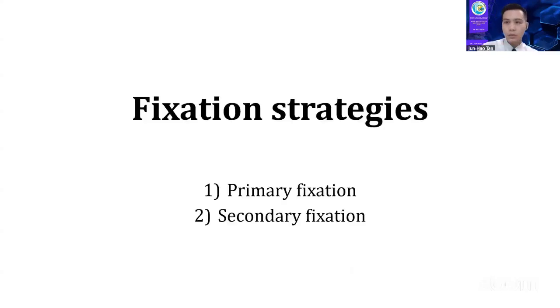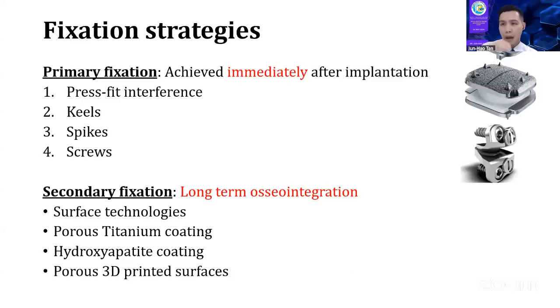Now, a quick one on the fixation strategies. We know that there are primary fixations as well as secondary fixation. Primary fixation is achieved immediately after implantation of the implant itself. One of the most important ones is press fit interference, which means that you choose an appropriately sized implant for that particular motion segment that you are replacing.